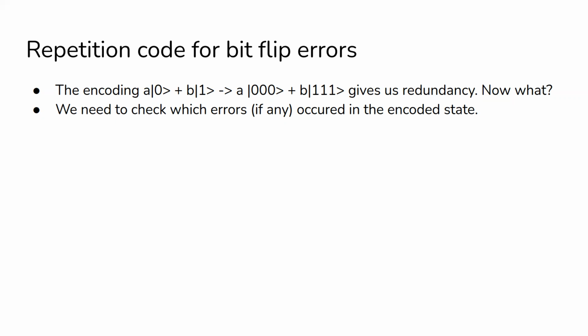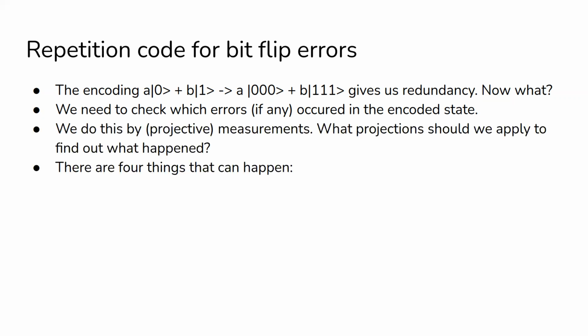We've encoded, maybe something went wrong. Now we need to diagnose that and fix it. So how do we do that? Well, the answer is this idea of measuring, like I said, and they're going to be projective measurements. So I'll give you an example of the first thing that we could do, and then I'll ask you questions about the other ones.